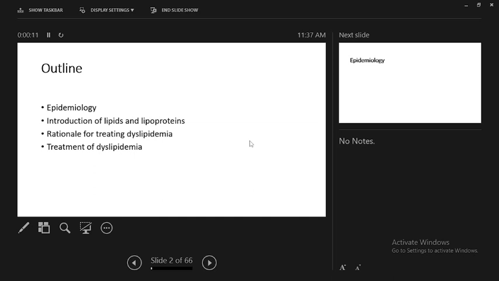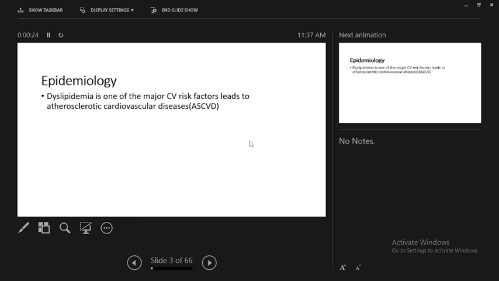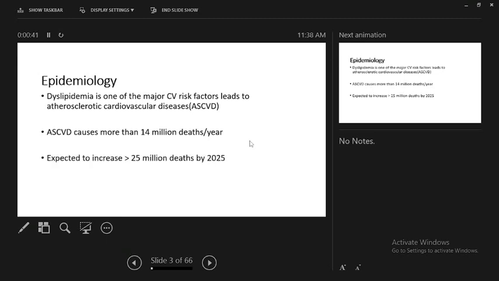So the outline of my lecture: I will describe the epidemiology, the introduction of lipids and lipoproteins, the rationale of treating dyslipidemia, and the main part, the treatment of dyslipidemia, timing and the target. So the epidemiology: we know that dyslipidemia is one of the major cardiovascular risk factors that leads to atherosclerotic cardiovascular disease, which we commonly call ASCVD.